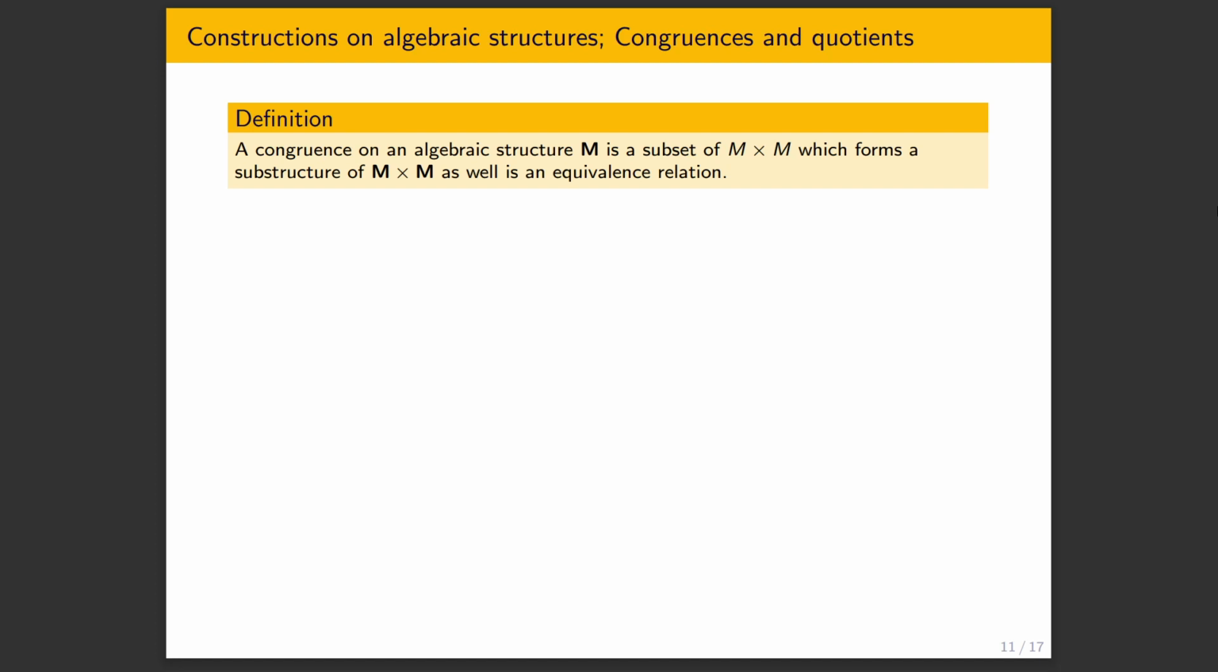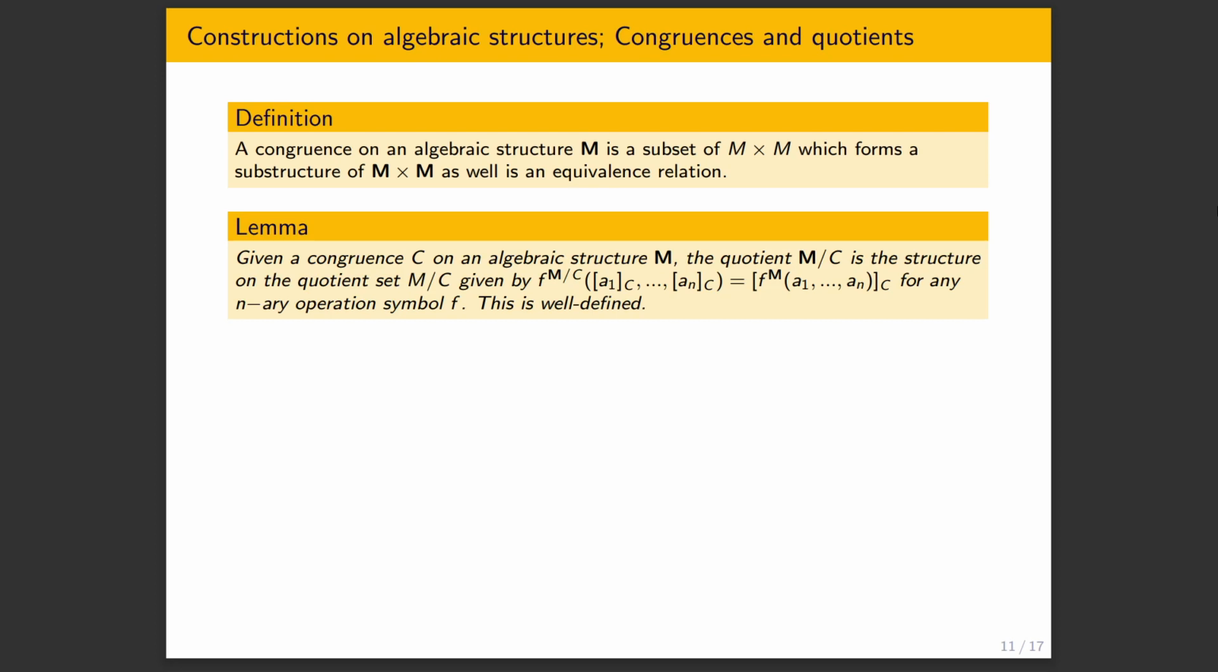And so when we look at it in generality, we have to consider when we quotient an algebraic structure by a certain kind of equivalence relation. And this certain kind of equivalence relation is called a congruence. So a congruence on an algebraic structure is an equivalence relation which is also a substructure of the direct product of the structure with itself, as constructed in the previous slide.